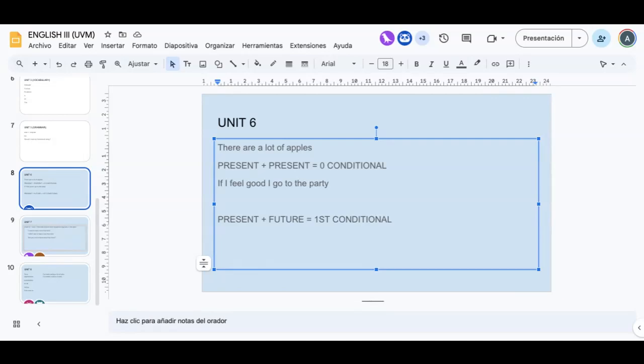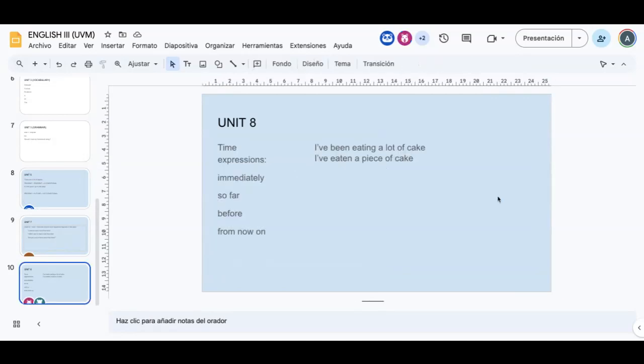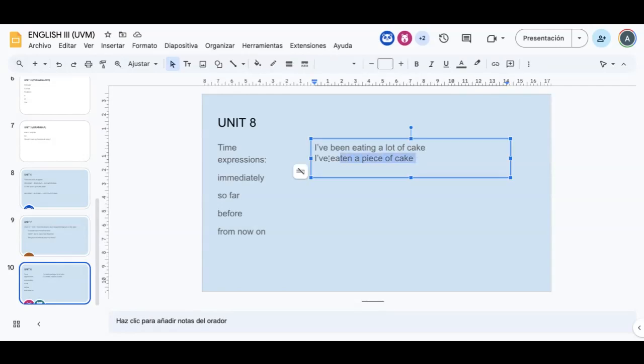Thank you. Exactly. Luis Berrocal explained the future, the present perfect, and also the present perfect continuous. Remember that, for example, when I say I've eaten a piece of cake, it means that the action is finished. And there is no more cake. I've already eaten the piece of cake. So it doesn't exist anymore. Okay, the piece of cake is gone.